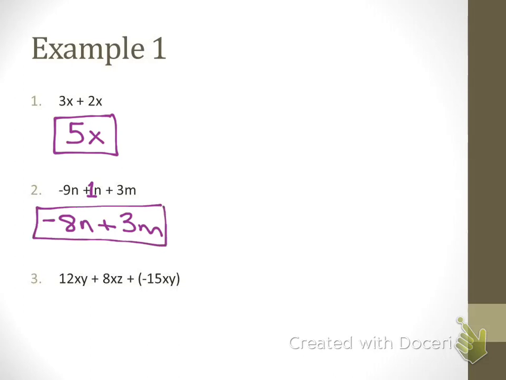Yes, question? No, it would not be n squared because we're not multiplying them. Now, if we were multiplying n times n, then it would be n squared. That's when we would deal with the exponents. We're actually going to be doing that on Monday. Okay, so it's a good question.